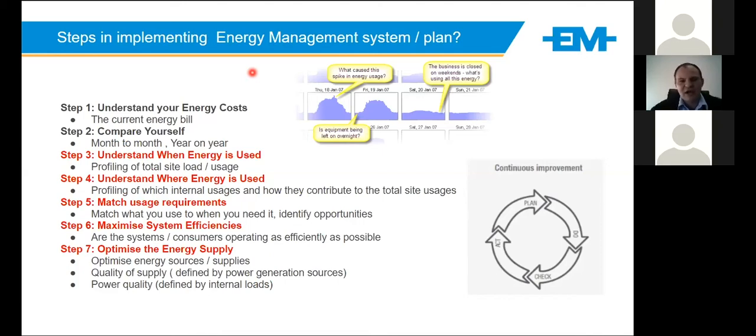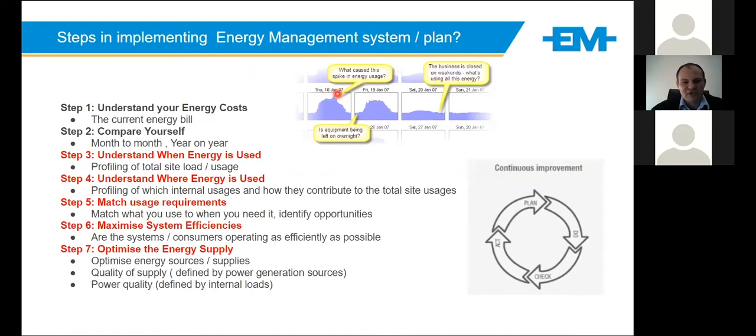Then your next step would be to do a month-to-month and year-on-year comparison, winter versus summer. See where you peak, where you decrease. And you build this very basic profile of where you are month-to-month, year-to-year. Then the next, more important steps, which would normally involve some sort of systems in place, is to understand when energy is being used. So, profiling of the total site load and uses. We've got a little example on the side here. On Thursday the 18th, I had a spike at a particular time. What happened there? What contributed to that?